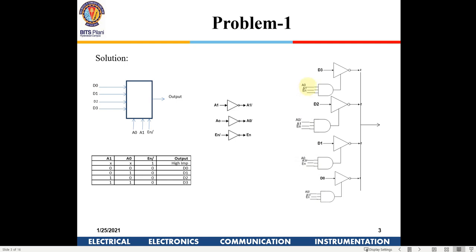And then for the four input combinations, for 0 0, the most significant bit, here A1 bar A0 bar, you give D0. And then for A0 and A1 bar, you give D1, and similarly for all four combinations.